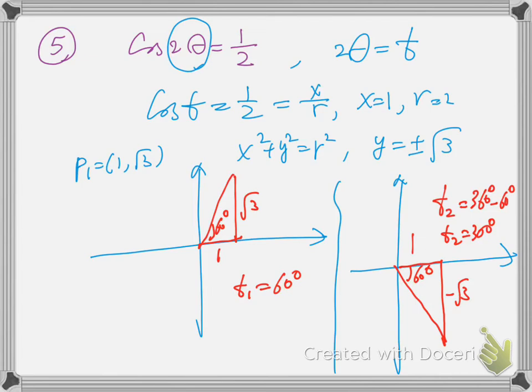But we don't want t, we want theta. So we take T2 divided by 2, that's theta. But that's not all the theta we want. We want all solutions between 0 and 360. Then t should be between 0 and 720. So we need one extra step for this question.